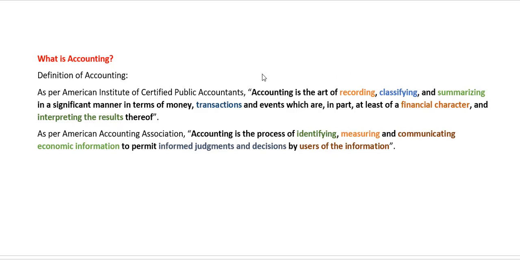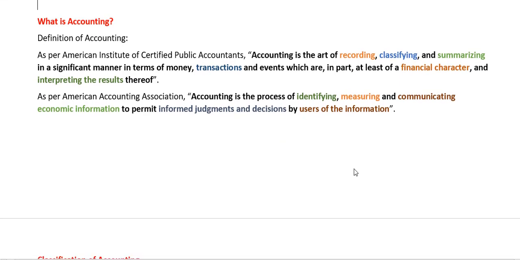So let's go to another definition of accounting given by the American Accounting Association. Accounting is the process of identifying, measuring and communicating economic information to permit informed judgments and decisions by users of the information. So here it says accounting is the process. So accounting is a process in which we identify, measure and communicate economic information so that informed judgments and decisions can be made by users of the information or users of the accounting information. So this is the definition of accounting. Let's proceed ahead.